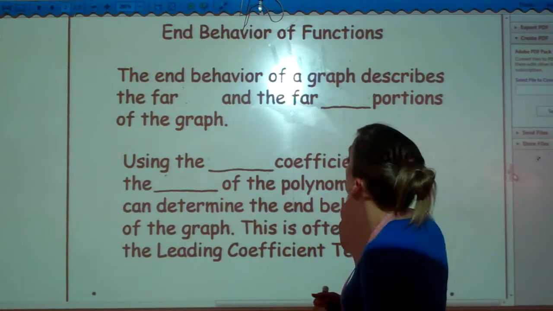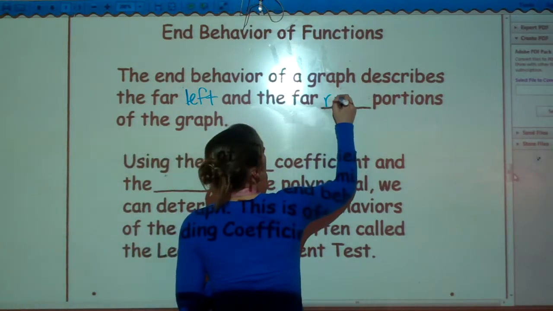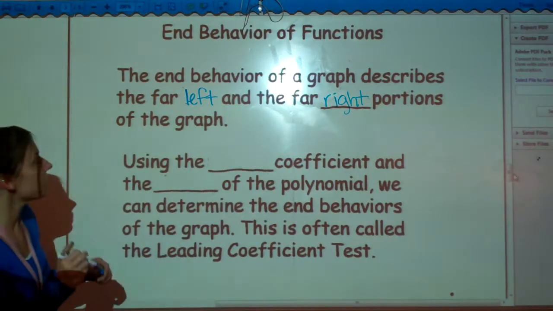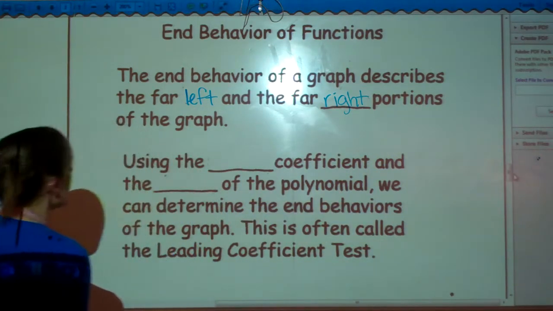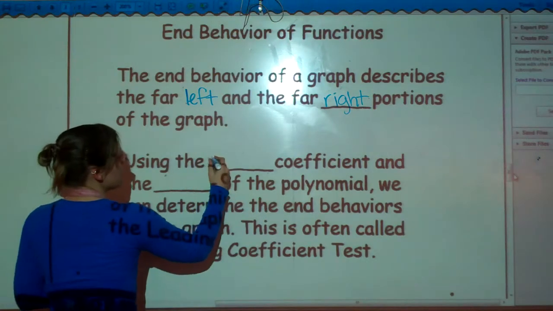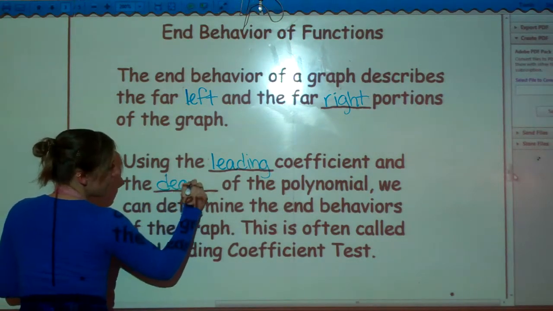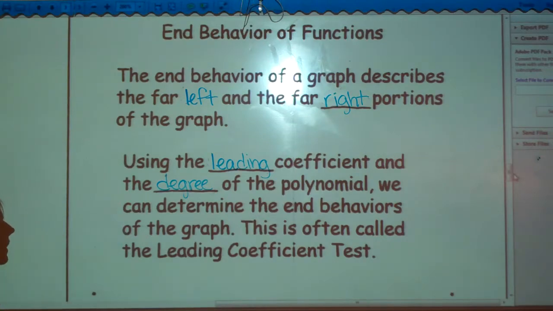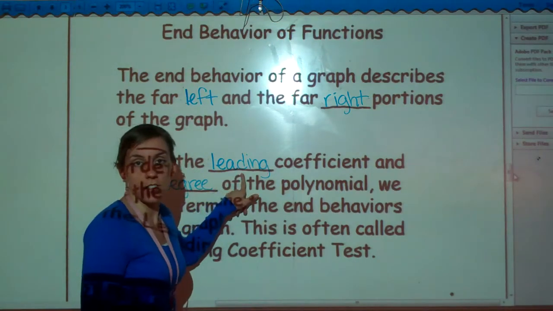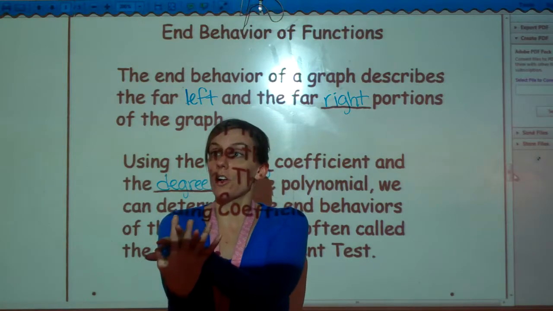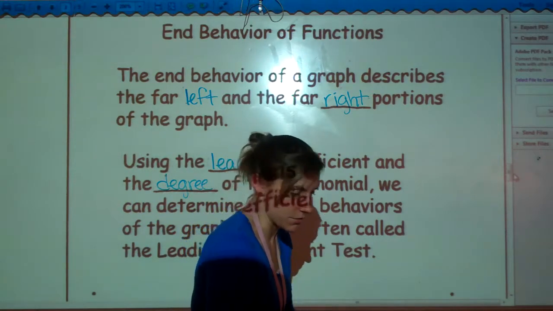It says, the end behavior of a graph describes the far left and the far right portions of the graph. So what is the graph doing as it goes to the left forever and to the right forever, okay? Using the leading coefficient and the degree of the polynomial, we can determine the end behaviors of a graph. This is often called the leading coefficient test. So the leading coefficient is the number in front of your variable that has the highest exponent, and the degree is the highest exponent, okay? You're going to get practice with that, so that's not a big deal.